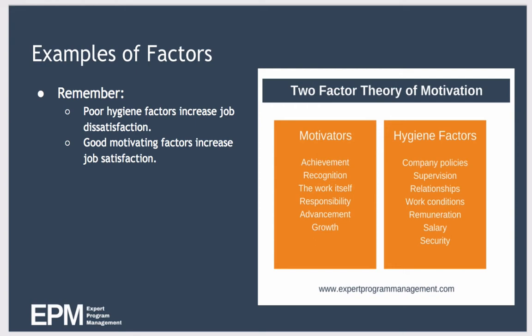So firstly, company policies. These should be fair and clear to every employee, but they must also be equivalent to those of competitors. Supervision must be fair and appropriate. The employee should be given as much autonomy as is reasonable. And in terms of relationships, there should be no tolerance for bullying or cliques. A healthy, amiable, and appropriate relationship should exist at all levels. So that means between peers, between superiors, and between subordinates.